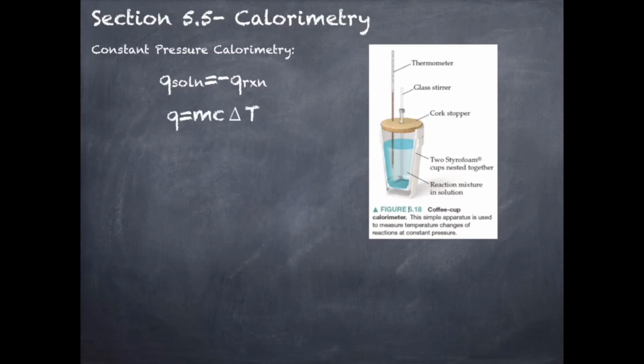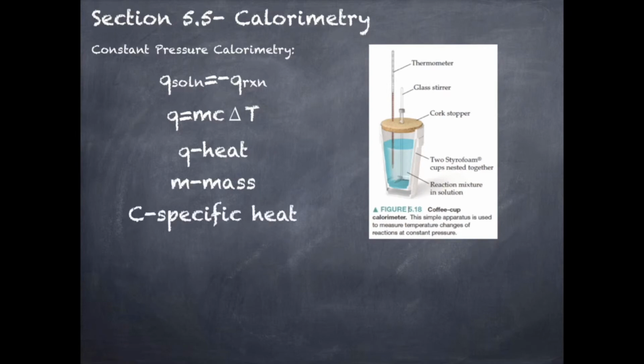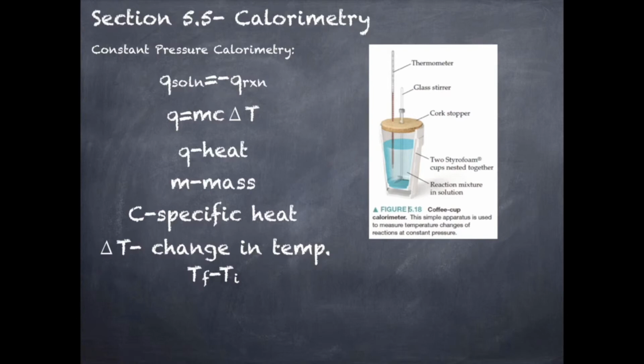The other equation we're going to use is Q equals mcΔT. Now, Q stands for your heat, m stands for your mass, c is your specific heat, and then ΔT is your change in temperature. So what you'll be able to do is, using your mass, specific heat, and your change in temperature, measure the amount of heat that's either absorbed or released in a solution process. Now keep in mind, change in temperature is your final temperature minus your initial temperature.